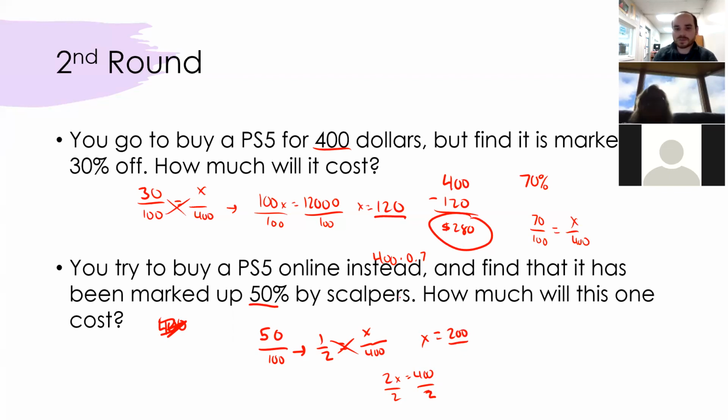This is the markup. So this time we're adding 50%. So we could have thought about this as being 150% of the original price. A lot of you got the 200 part right. Then we just have to add the original price back in. So we add 400, you get $600.